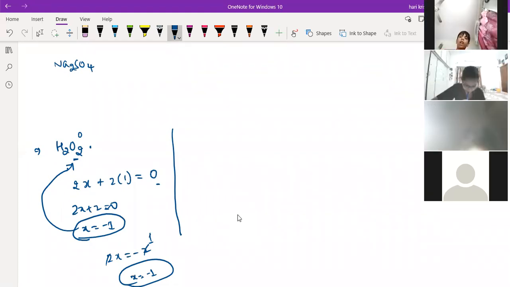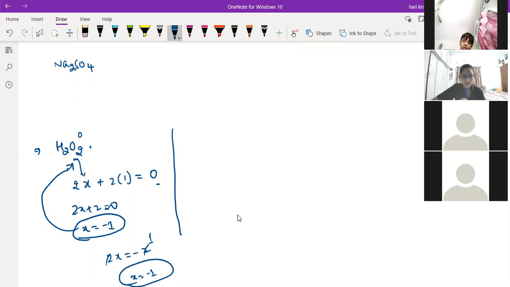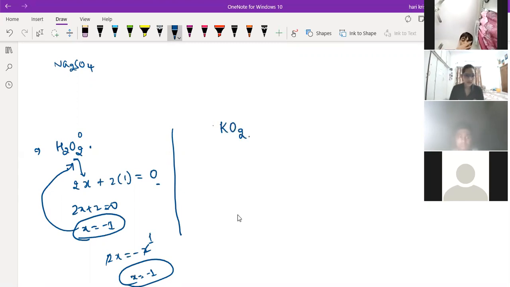Sir, I have a doubt. Just taking normal oxygen instead of peroxide. But one thing is we are calculating only for the oxygen only, right? And one more thing, you don't know whether it's a superoxide or not. KO2 is there. We don't know whether this oxygen is oxide or peroxide or superoxide. We'll just take it as X only.